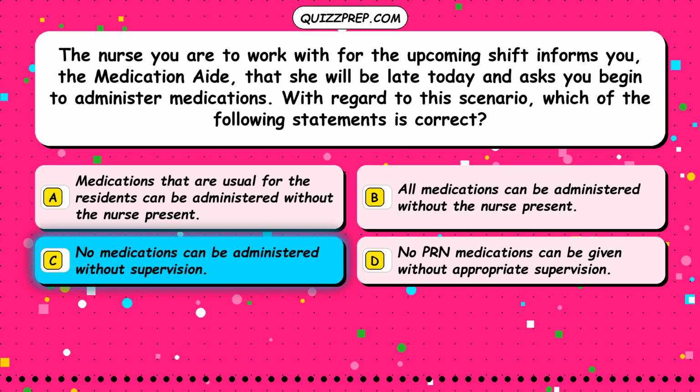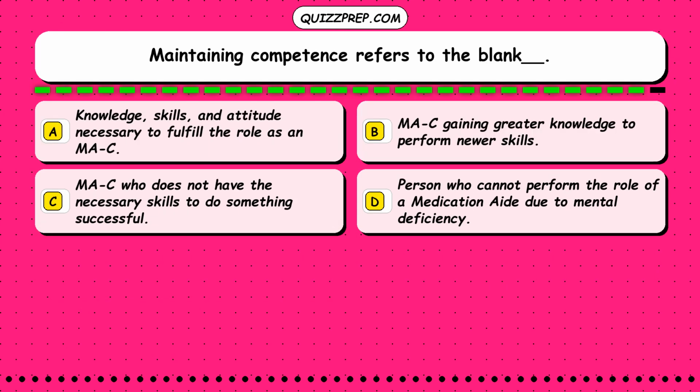The correct answer is option C, no medications can be administered without supervision. Question 55. Maintaining competence refers to the blank blank. Option A, knowledge, skills, and attitude necessary to fulfill the role as an MA-C. Option B, MA-C gaining greater knowledge to perform newer skills. Option C, MA-C who does not have the necessary skills to do something successful. Option D, person who cannot perform the role of a medication aide due to mental deficiency.